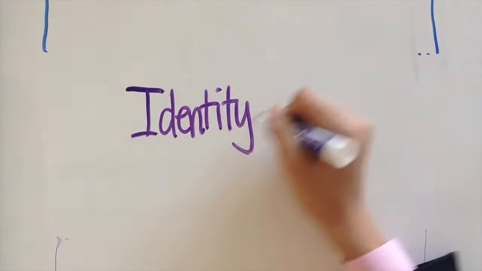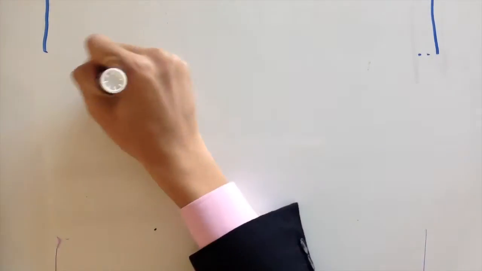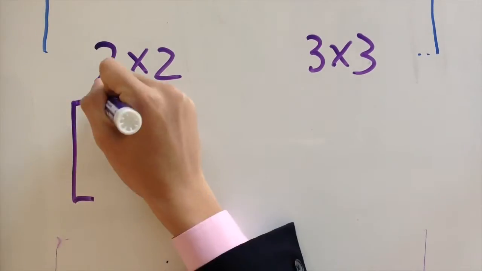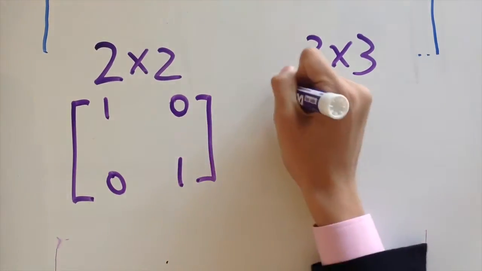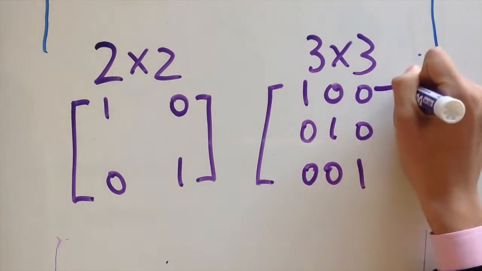Then there are identity matrices. The 2 by 2 identity matrix goes 1, 0, 0, and 1. In a similar pattern, the 3 by 3 identity matrix goes 1, 0, 0, 0, 1, 0, 0, 0, 1.